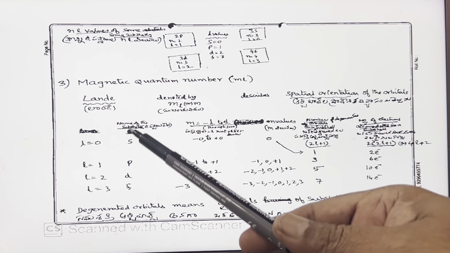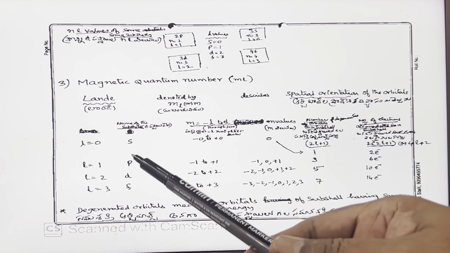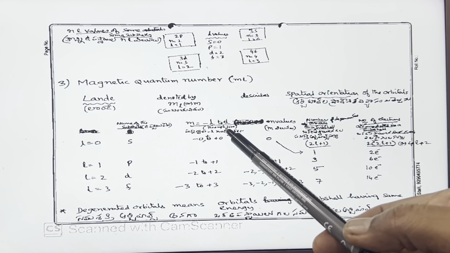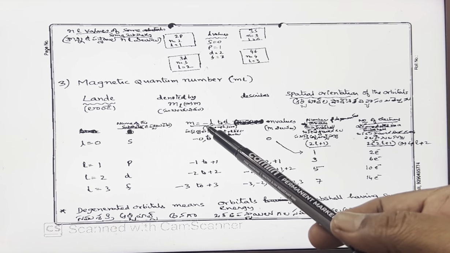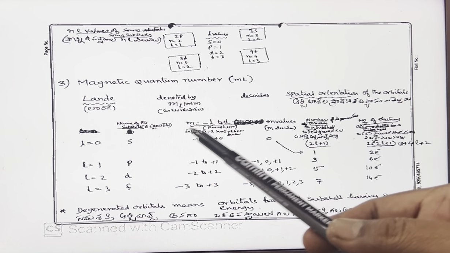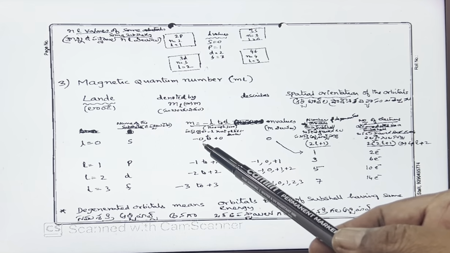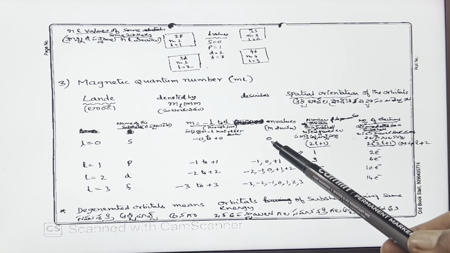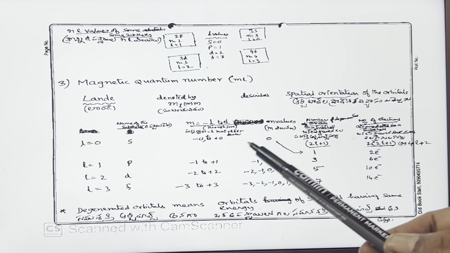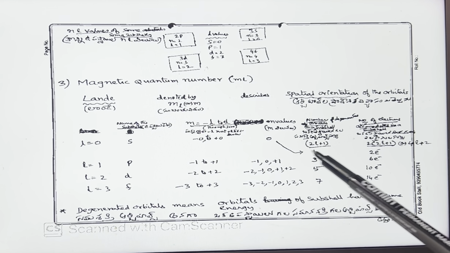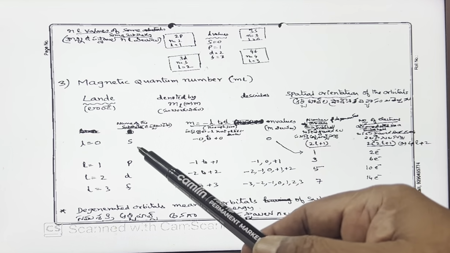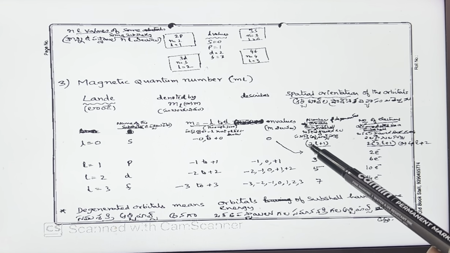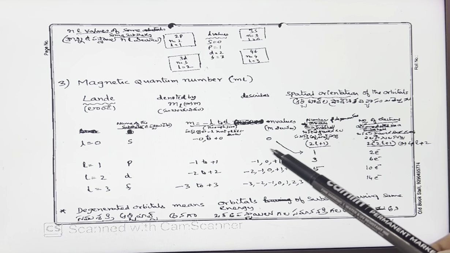It depends on l. It takes values from minus l to plus l, including 0. Suppose l is equal to 0: minus 0, 0, plus 0, so it is nothing but 0. So the magnetic quantum number value is 0 for the s orbital. The l value is 0 and the m value is also 0.